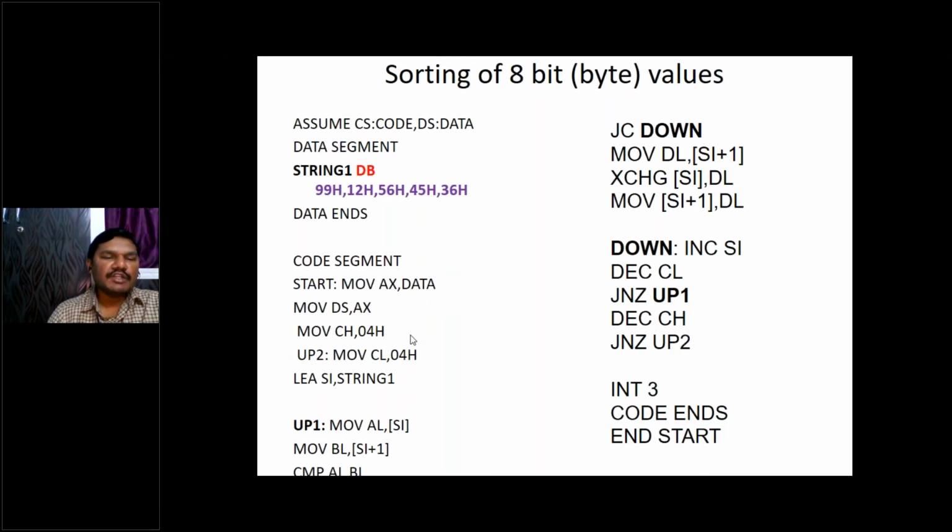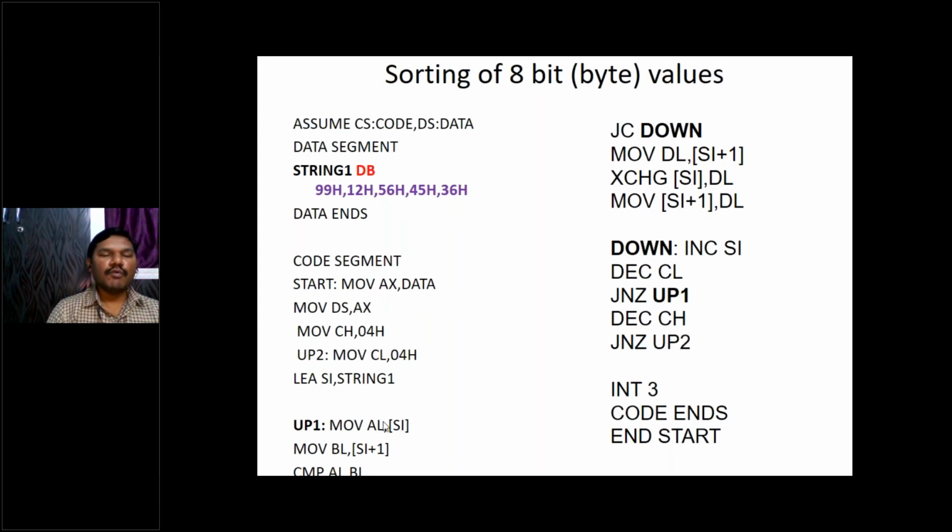Now move CH comma 04, right? Move CL comma 04, right? LEA SI comma string 1. What is LEA SI comma string 1? Load effective address of source index with string 1. What is string 1? It is 99H, 12H, 56H, 45H, 36H into the address location of SI. What is SI? SI is the offset address location of the data segment. So you are loading the offset address of the data segment of the string values, one by one.